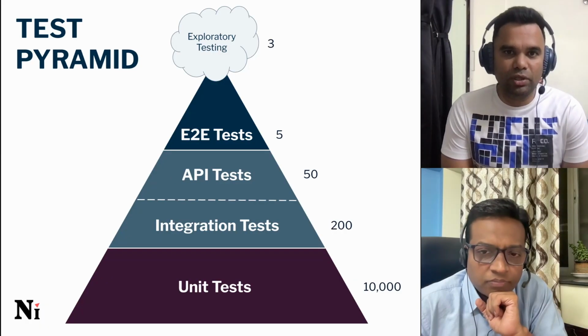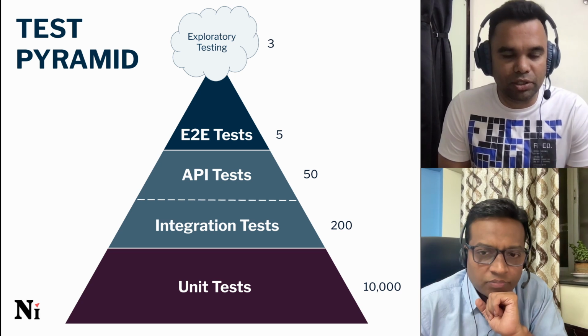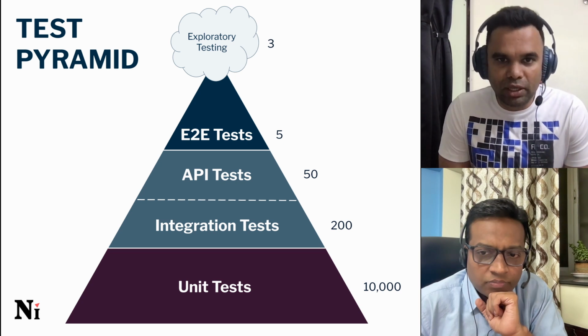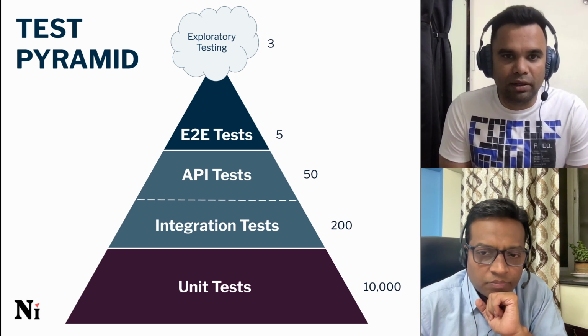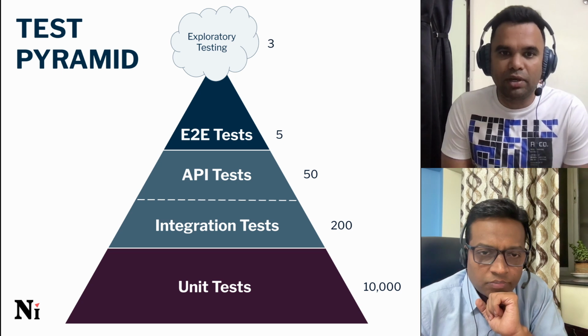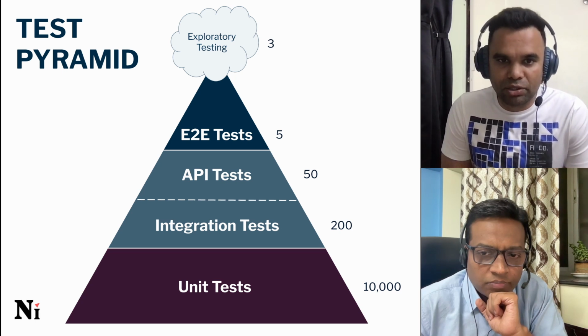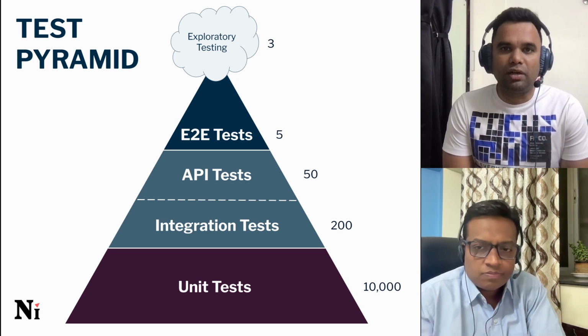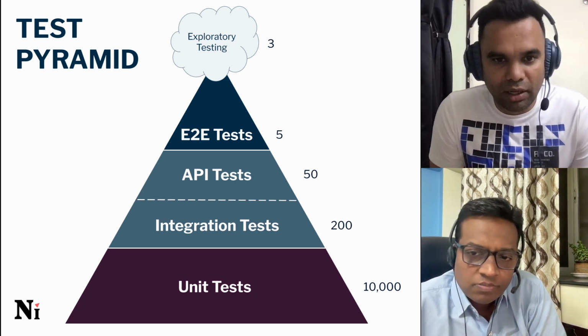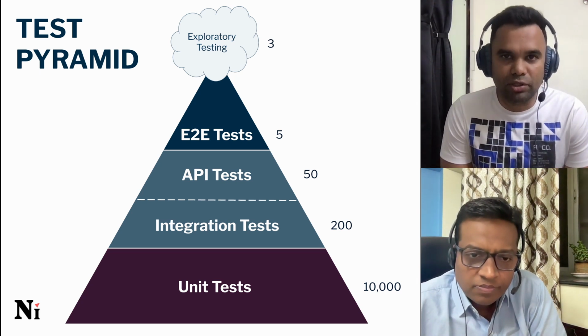Now, let's talk about the test pyramid itself, like I mentioned. As you would see on the screen, it resembles a triangle shape. There are different sections of the test pyramid. Let me start from the bottom, Chirag. I'll talk about unit tests first.